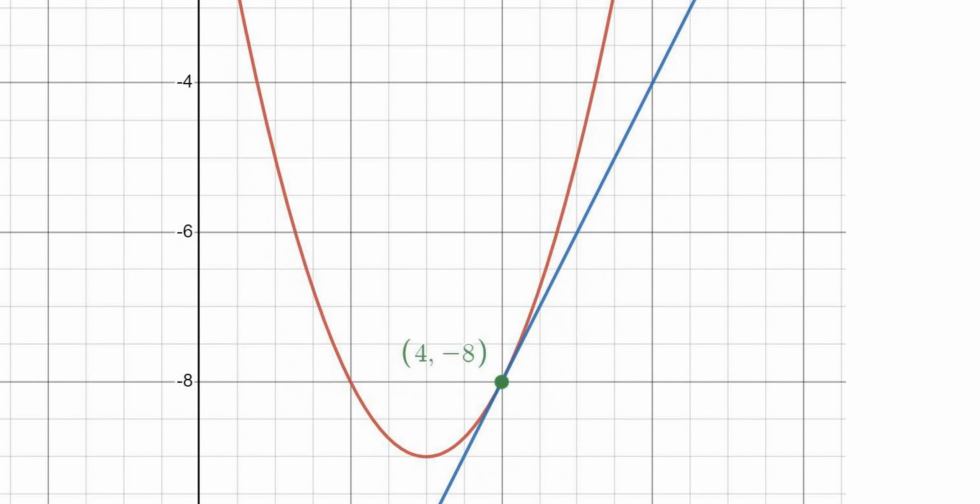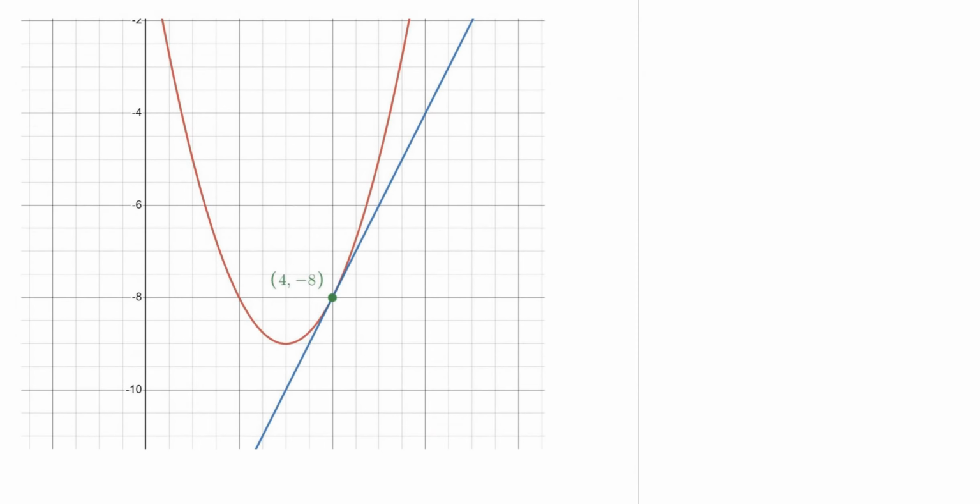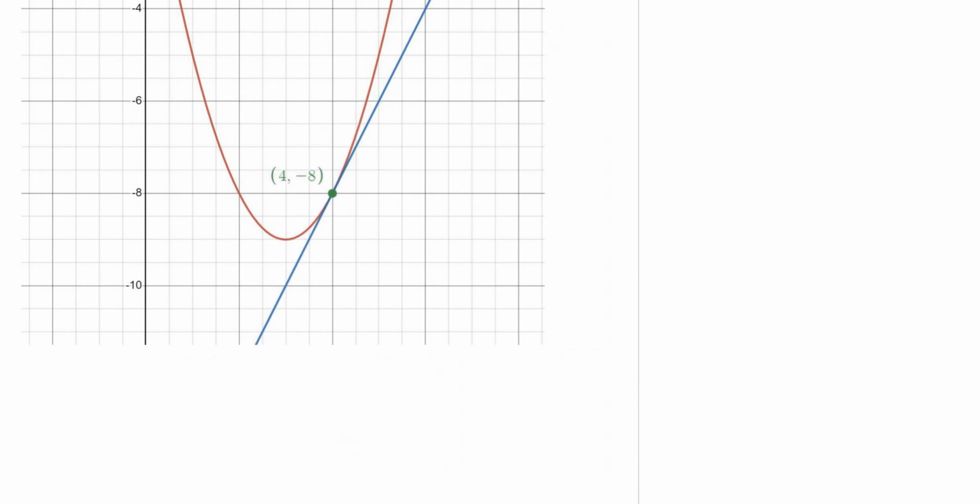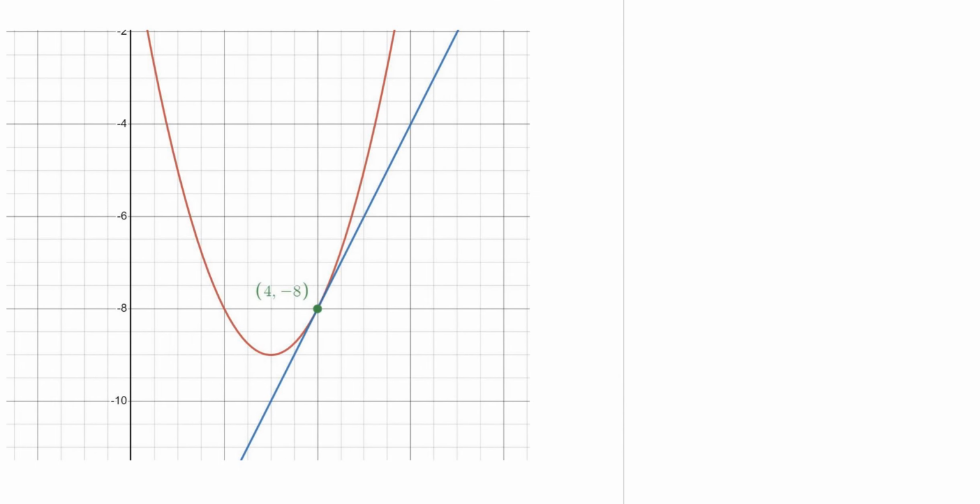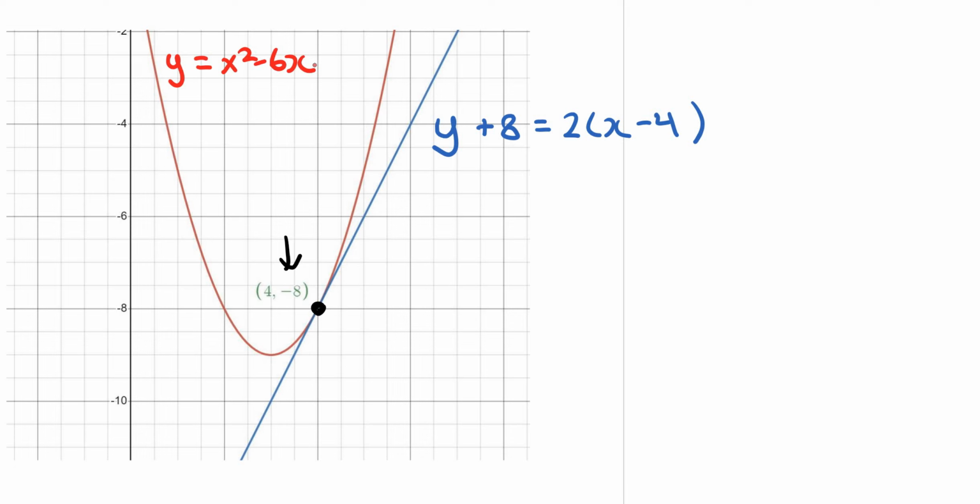Okay, let's show a visual diagram of what we just found here. This is what the tangent line will look like if you graphed this on Desmos, for example. The equation of the blue line is the equation that we just found, which is y plus 8 equals 2 bracket x minus 4. And clearly it's tangent right here at this point, which is (4, -8), and the parabola had the equation y equals x squared minus 6x. That's exactly what we found there.